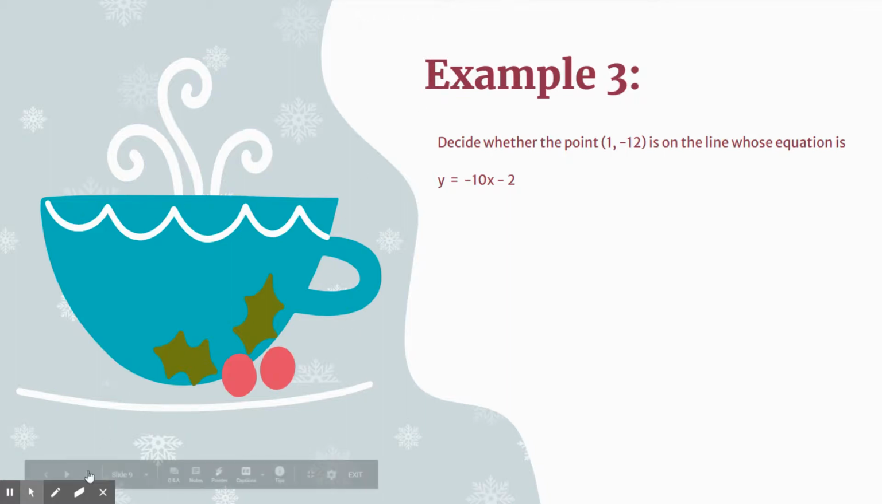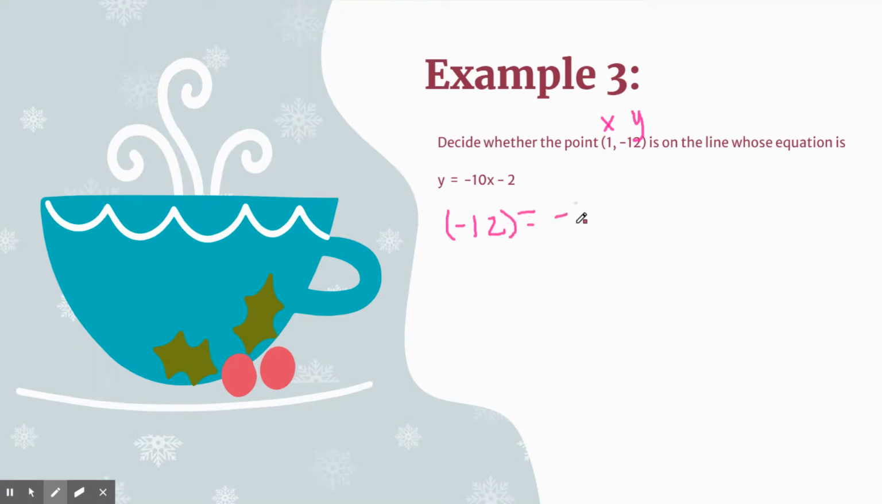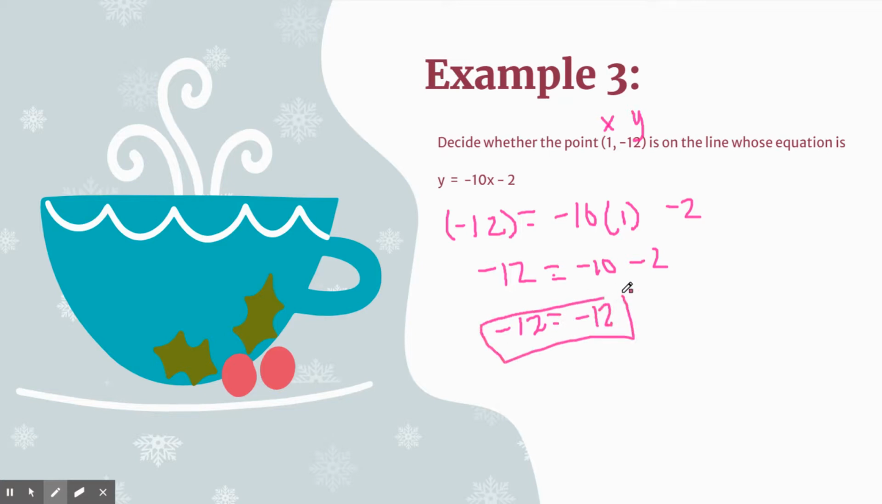All right, if you're with me now, then you've already solved it and you're ready to make sure that this is correct. Remember, this is x, this is y. So I'm going to plug in -12 = -10 times 1 minus 2. -10 times 1 is -10, so I have -12 = -10 - 2. Remember, if I borrow $10 from you, and then I borrow 2 more from Miss Thor, I now owe $12. So I have -12 = -12. Since -12 does equal -12, my answer is yes, this point is on the line.